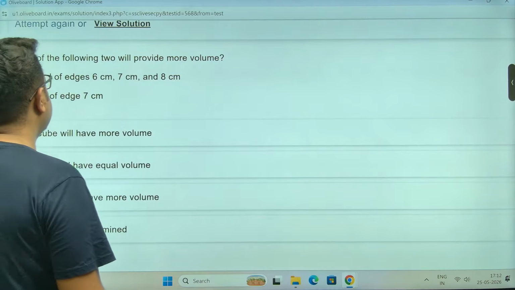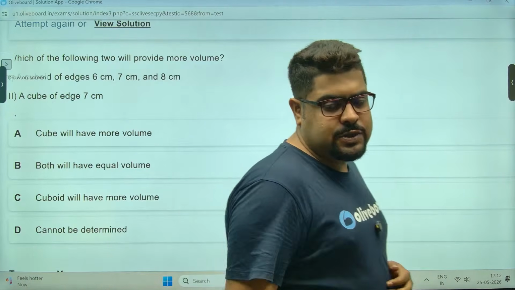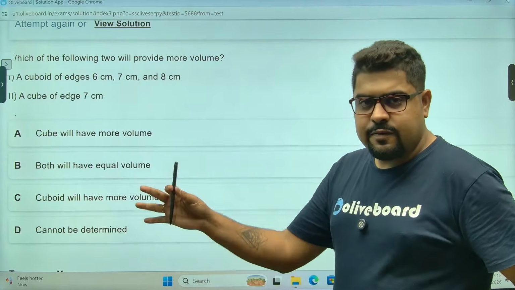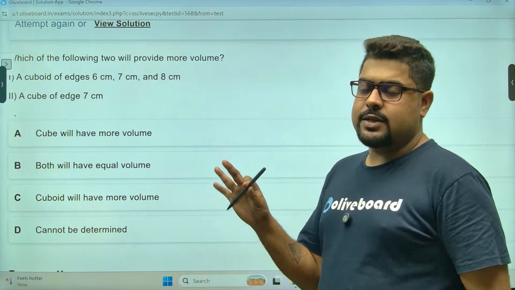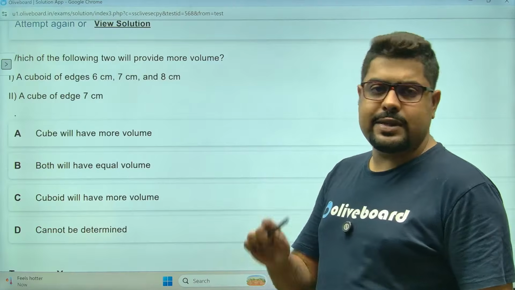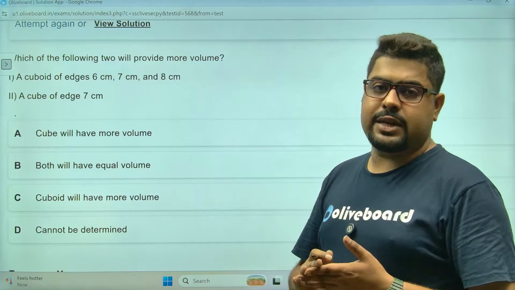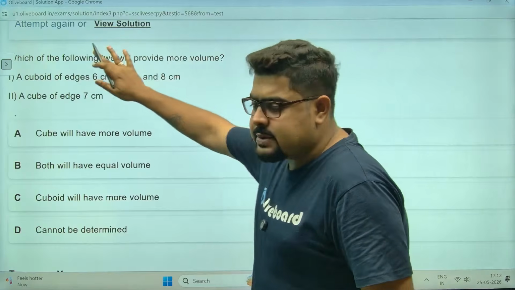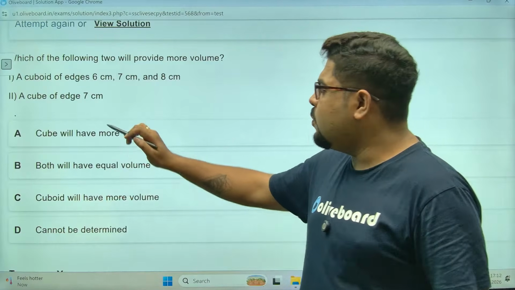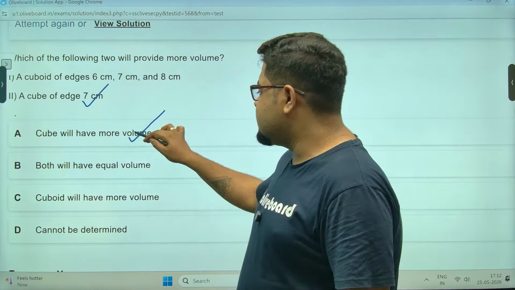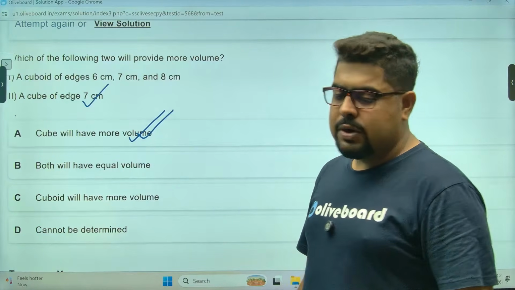Sir, next one, following which has more volume. Sir, whenever maxima, minima, the maximum volume, minimum volume, these type of things always happen when the structure is the most symmetric. Now tell me, cuboid is most symmetric or cube? Sir, cube is always the most symmetric. So that will have the maximum volume, sir. So you don't need to do anything.